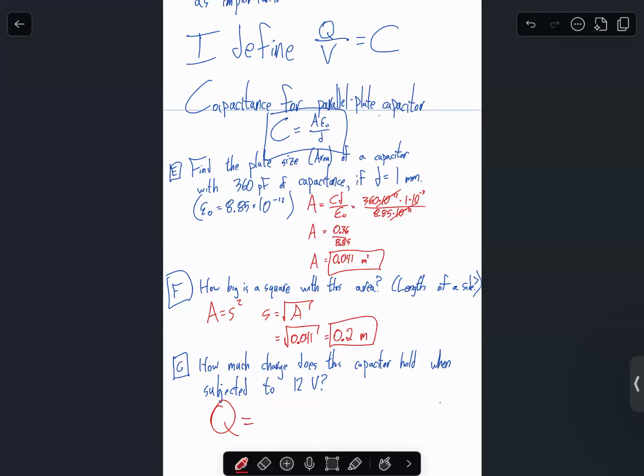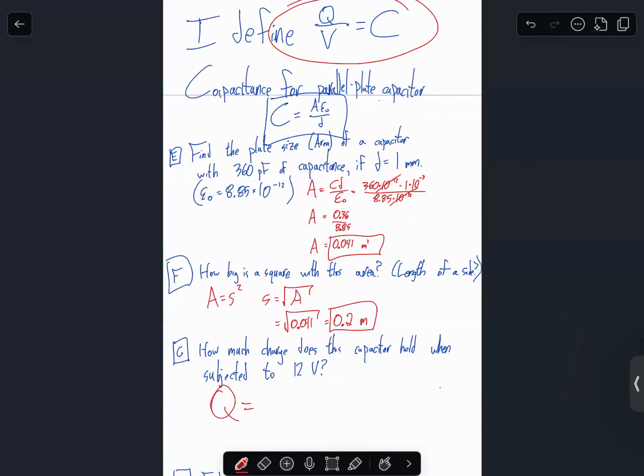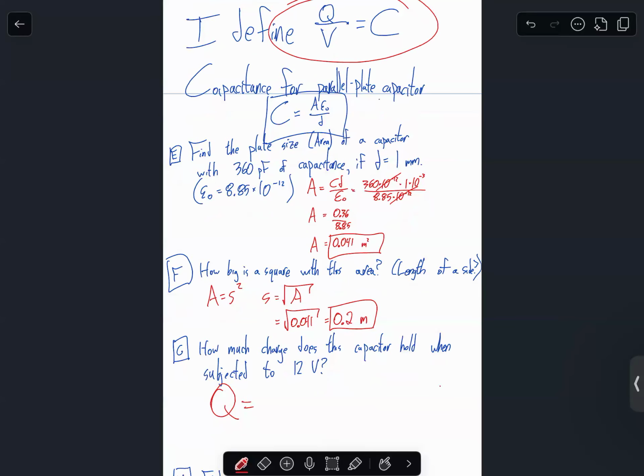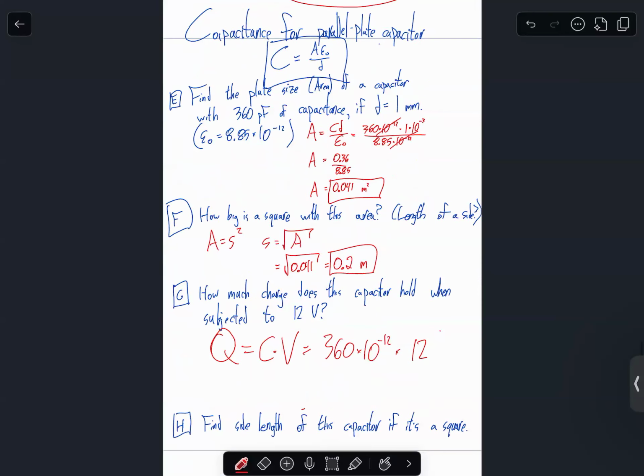Okay, and if I solve the definition of capacitance, the defining equation that is always true, capacitance is charge per volt. If I just multiply both sides by V, I get Q equals C times V. I know C. I gave you C. 360 picos, 360 times 10 to the minus 12, times what's V? What did I give you? 12. Multiply these suckers out.